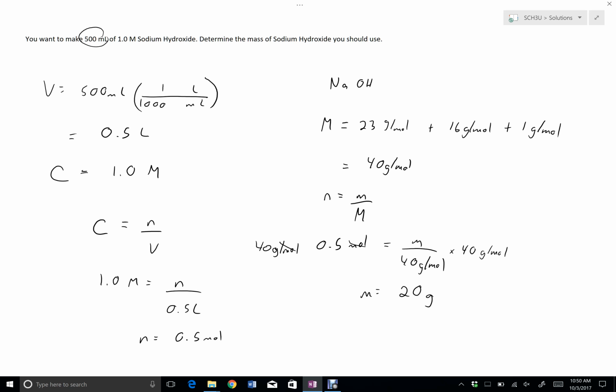So I can imagine taking, say, 400 milliliters of water, and then weighing out 20 grams of sodium hydroxide and putting that into that 400 milliliters, and then topping that up to 500 milliliters, and I would end up with a 500 milliliter solution of 1 molar sodium hydroxide.